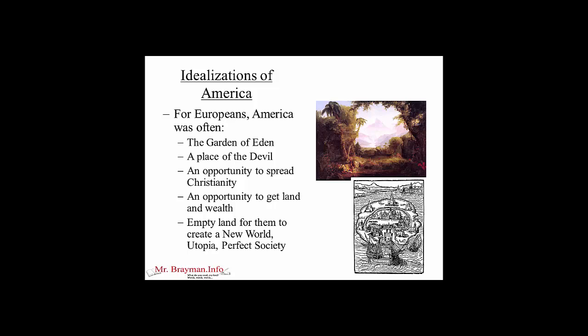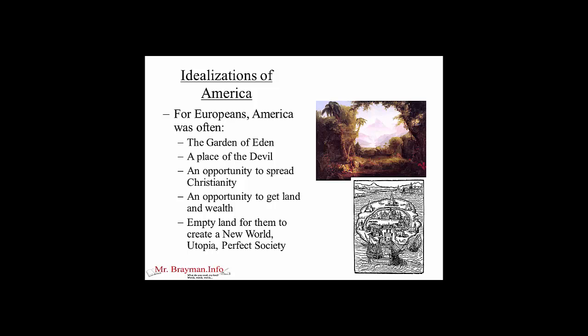Some of them, of course, saw this as an opportunity to get land and wealth because by this time in Europe, all land is controlled by royal and noble families. There's very little opportunity for ambitious young men to get land. But over there on the other side of the water, there's all this land, right? And they saw it often as an empty land, a place for them to create a new world. We still use that term sometimes, or some kind of utopia or perfect society.